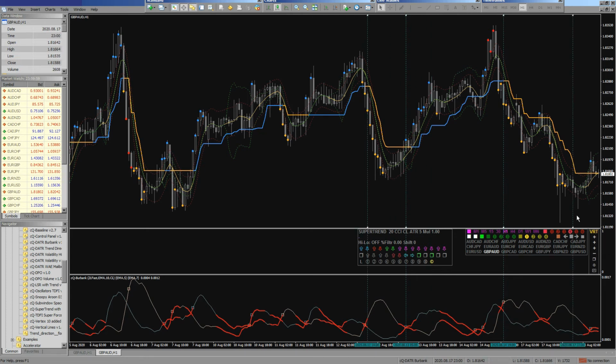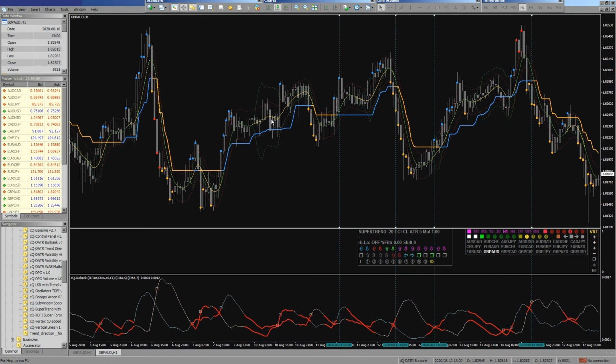For example, this is a version of the super trend, and I'm just using it as a direction input filter. And then this is the DATR baseline B-bands indicator. This, in conjunction with either of those, you can get some real good results with it.